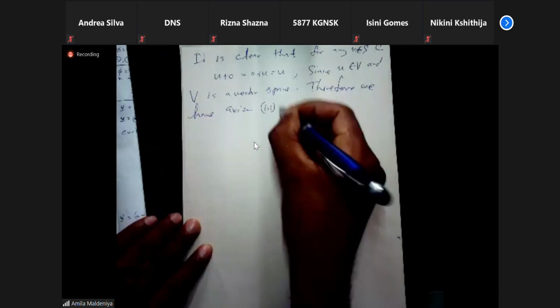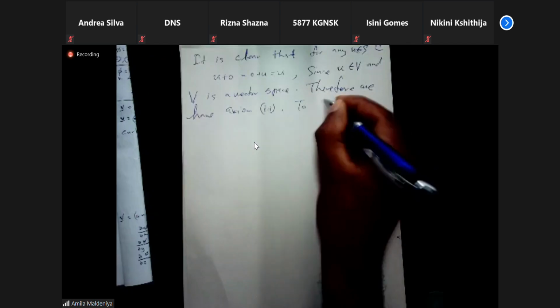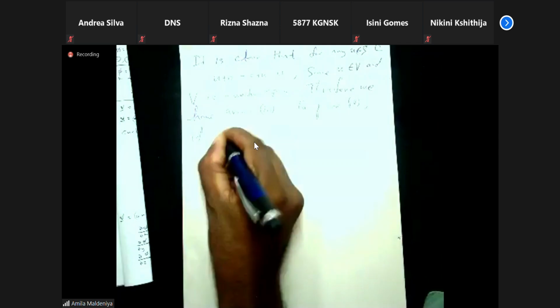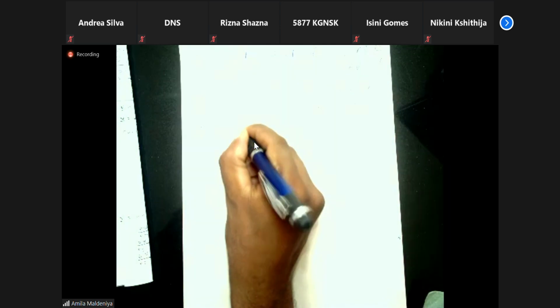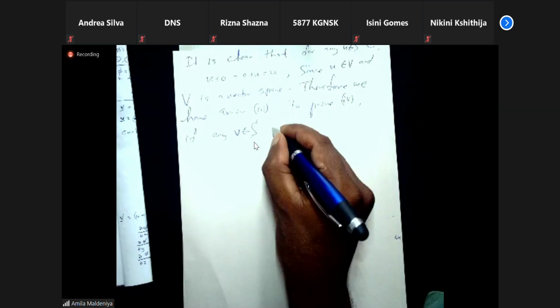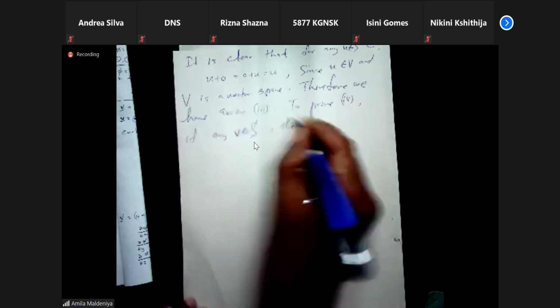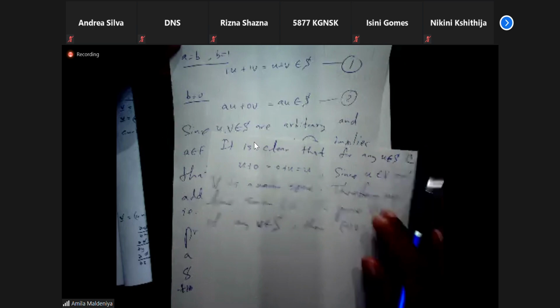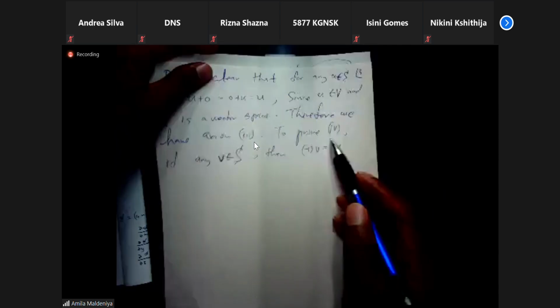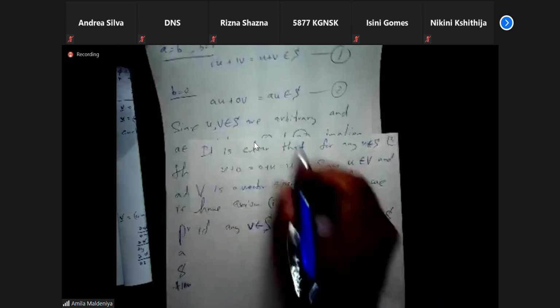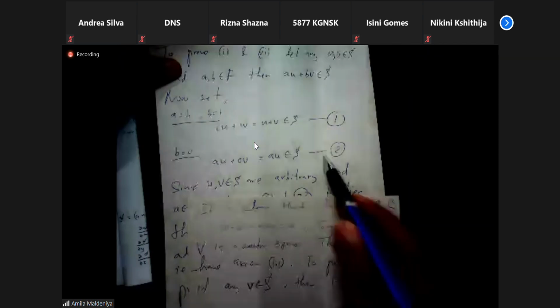So next, to prove 4, if any vector v is in S, then negative 1 times v, negative v, is also in S, because S satisfies the condition of being closed under scalar multiplication. So this calculation is also in S because scalar multiplication is closed. We just proved that.